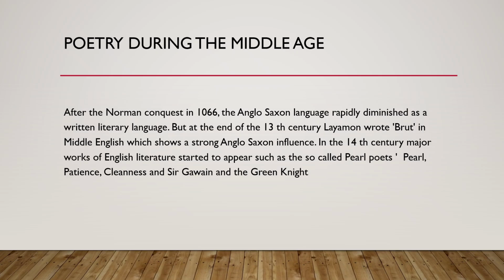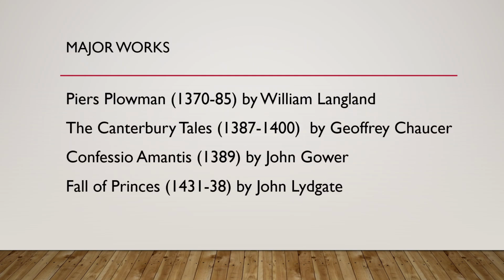In the 14th century, major works of English literature started to appear, such as the so-called Pearl poets: Pearl, Patience, Cleanness, and Sir Gawain and the Green Knight. Major works of this period were Piers Plowman by William Langland, The Canterbury Tales by Geoffrey Chaucer, Confessio Amantis by John Gower, and Fall of Princes by John Lydgate.